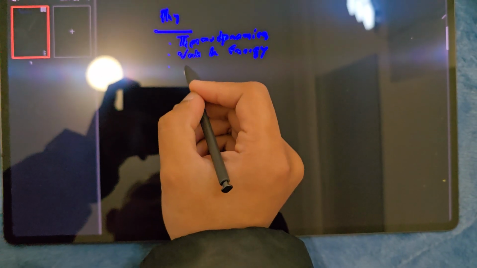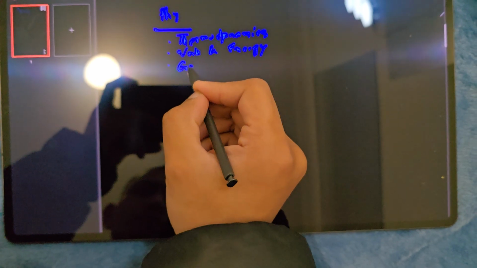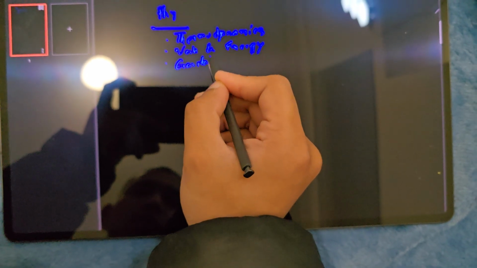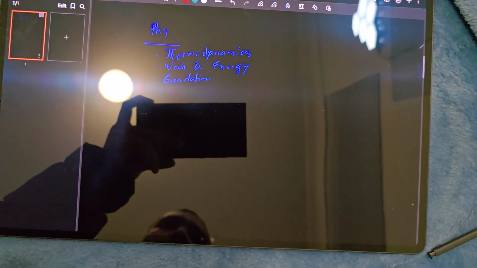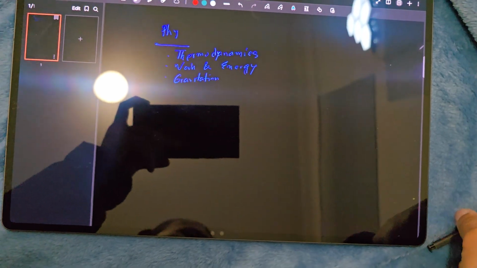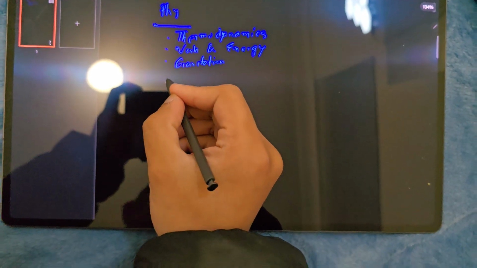Gravitation, the laws and forces regarding gravity that occur for different mechanisms and machineries, does play quite an important role in our day-to-day life. So that's pretty much important.